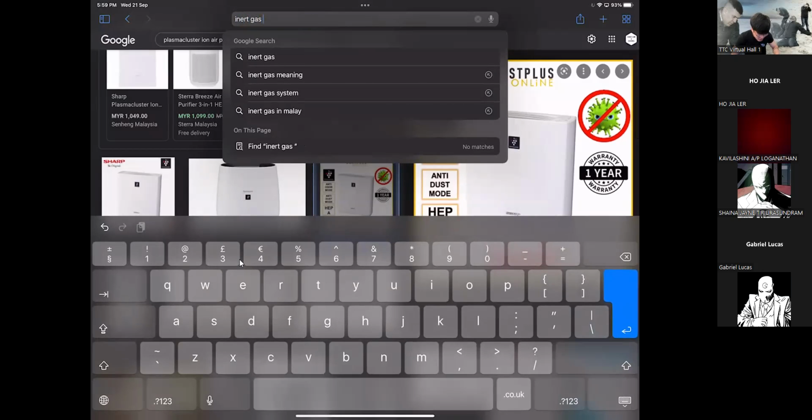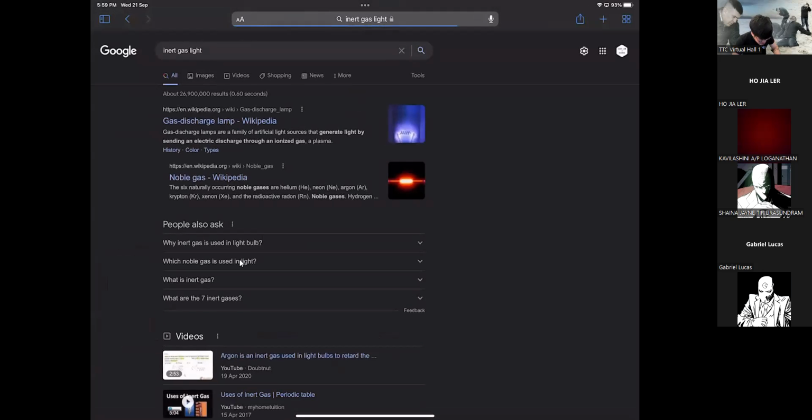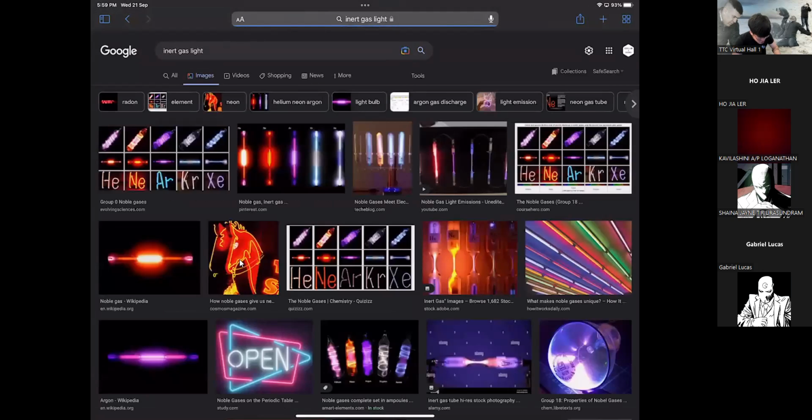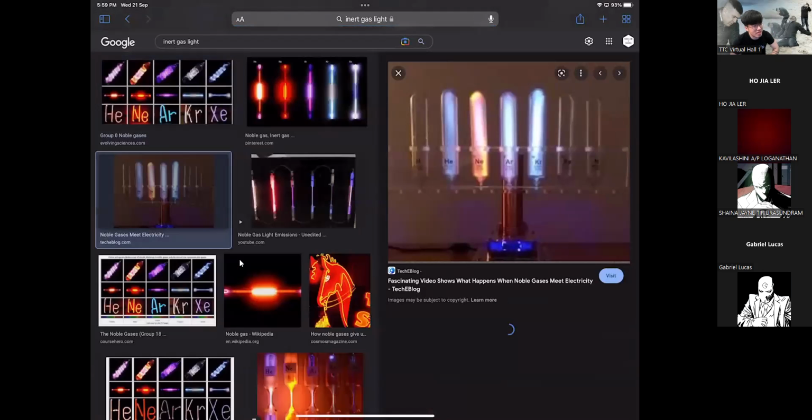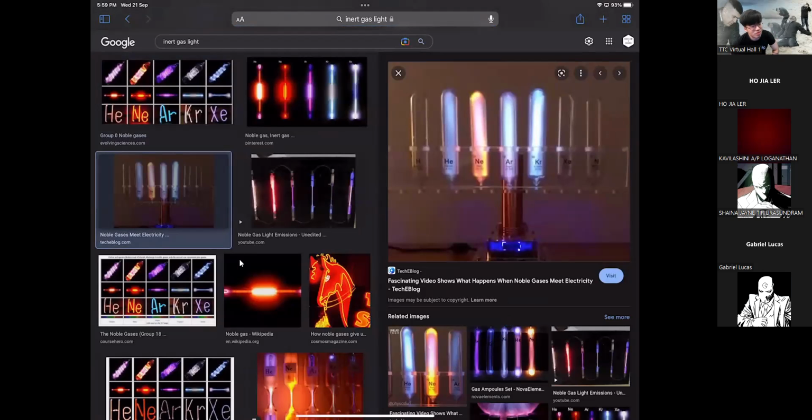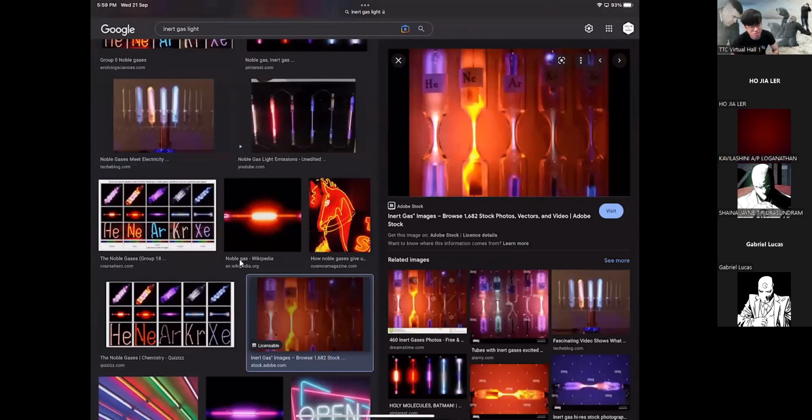About these boring gases, your inert gases, they actually produce quite colorful lights, which look like this. Isn't it pretty? If you put electricity near helium, neon, argon, and krypton, they give you this very bright colored light. That's why most of group 18, the boring ones, can be used to produce light bulbs. Especially Ne, the second one. Ne is neon. Neon is very good in producing light.